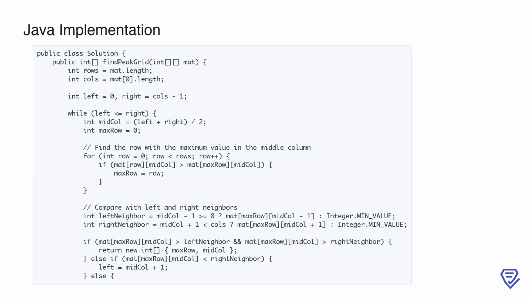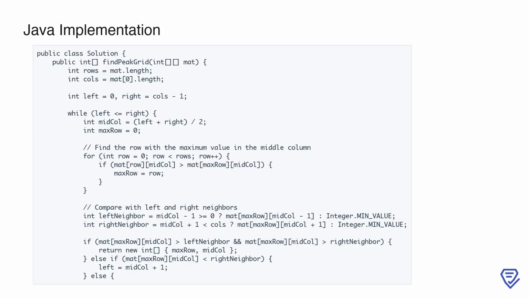First, we define the main method, findPeakGrid, which takes a 2D matrix, mat, as input. We start by determining the number of rows and columns in the matrix using mat.length and mat[0].length. Next, we initialize 2 pointers, left and right, which represent the range of columns we will search through. The binary search loop runs while left is less than or equal to right.